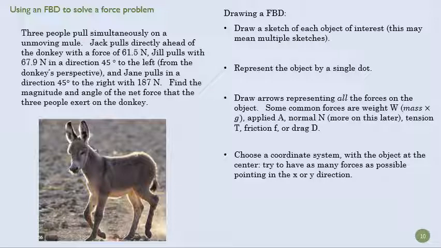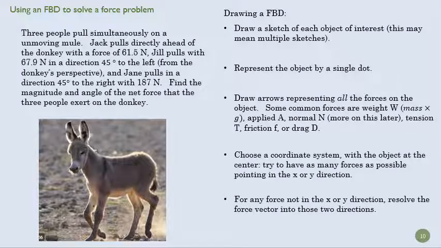Then we want to choose a coordinate system. And you might say, well, why didn't we just choose a coordinate system up here instead of just drawing that dot? And the answer is that you can actually change that coordinate system to match with your forces. You want to have as many forces in the x and y direction as you possibly can. And so you need to know what the forces are before you set up that coordinate system. And we'll see an example of that in, again, just a couple slides here.